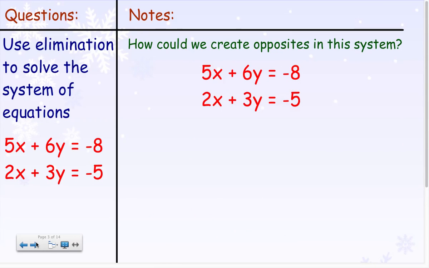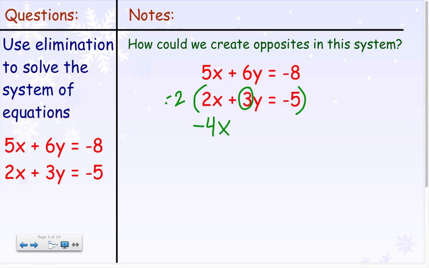Alright, next system. How could we create opposites in this system? 5x plus 6y equals negative 8. 2x plus 3y equals negative 5. Now this time we don't have any matching numbers. On the last problem we had matching 4s. So I've got to figure out how can I still create opposites. Well, 2 can't go into 5, but 3 can go into 6. If I multiply 3 by 2, I can get 6, but I don't want 6, I want negative 6. So times everything by negative 2.